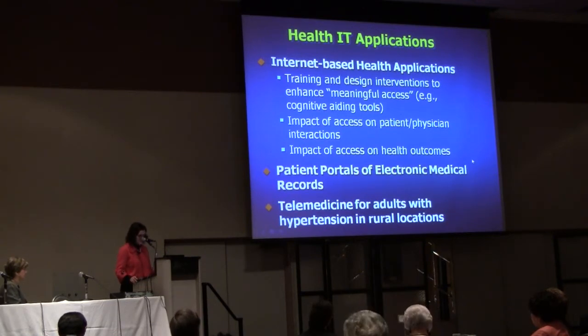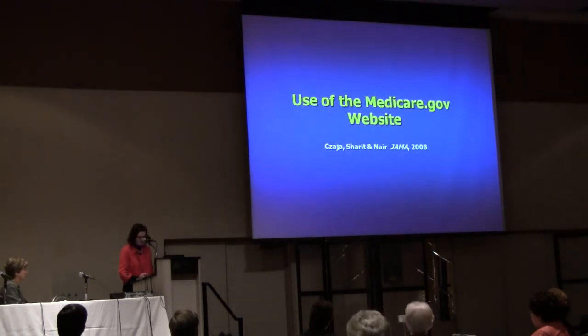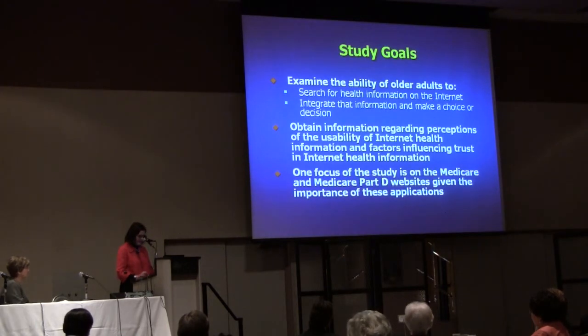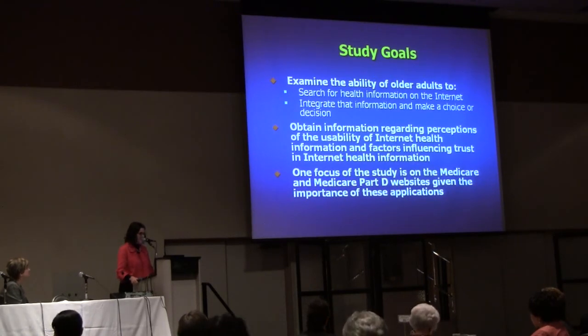And we're doing a study where we're looking at a telemedicine system for older adults with hypertension in rural locations. So let me just share with you a little bit of our data just to show you how we approach some of our research. Actually, this study was published in JAMA. And what we were interested in goes back to e-health applications on the web. We really were interested in this question: can older adults search for health information on the web? Can they understand that information, integrate it, and make a choice or a decision?